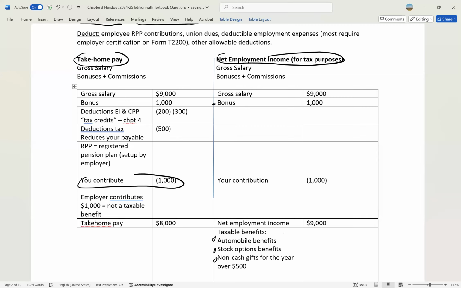We're also going to look at rules with respect to bonuses. So those are going to be the four main things we're going to focus on today. Any questions before we jump into the next section?